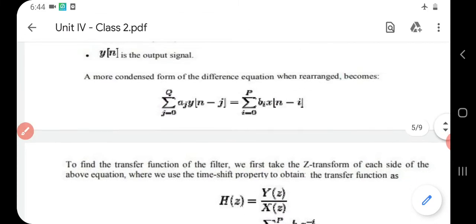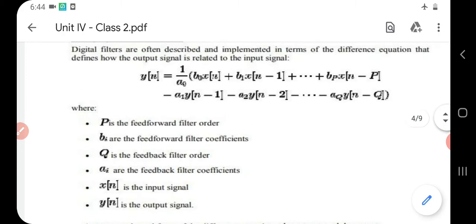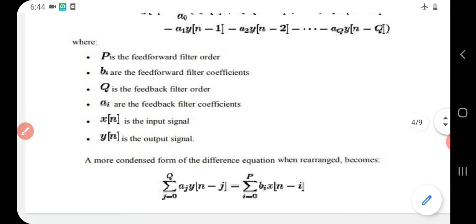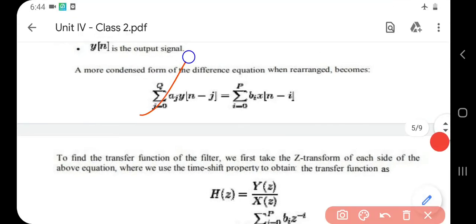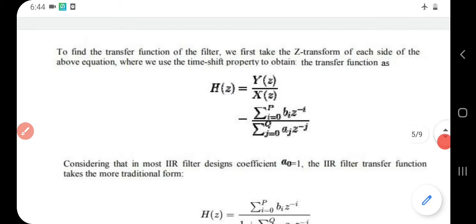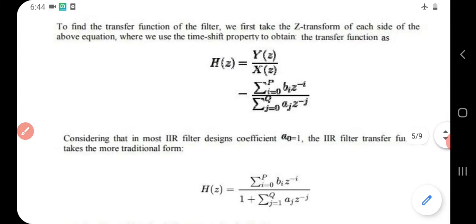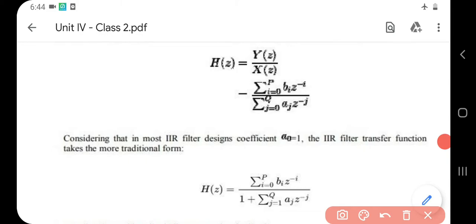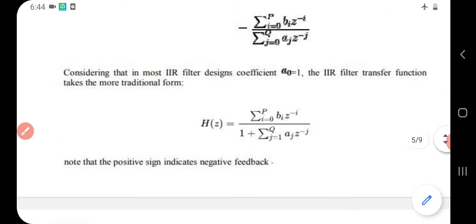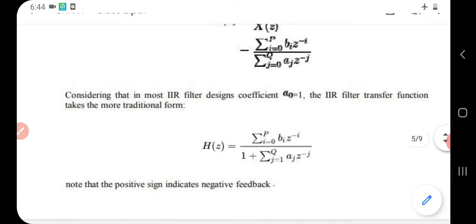Our aim is to obtain the transfer function. We start with this particular relation, and it ended up with this one, and again we are shortening it, and we have reached up to this. Another thing is that in most IIR filter designs, this coefficient, that is a0, is taken to be 1. So the transfer function will again reduce to this. This is the final expression for the transfer function, and the positive sign indicates negative feedback.